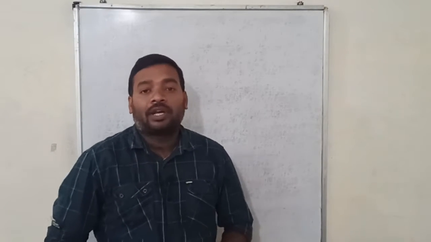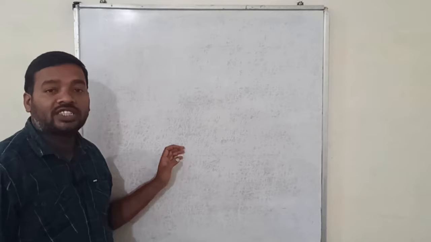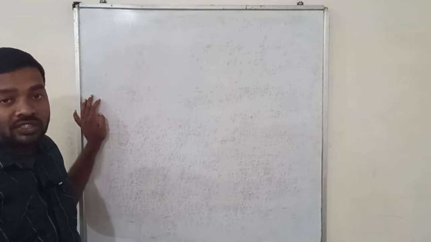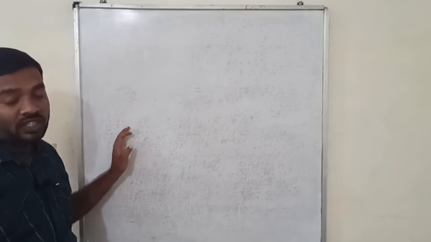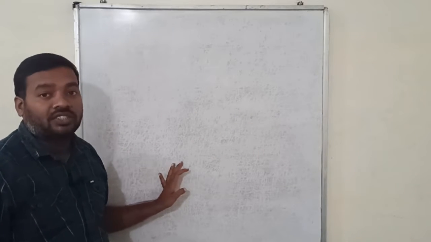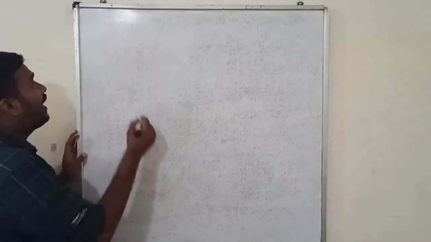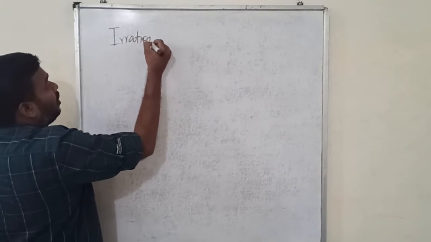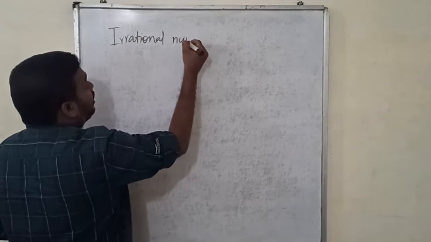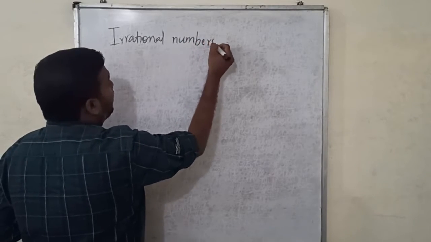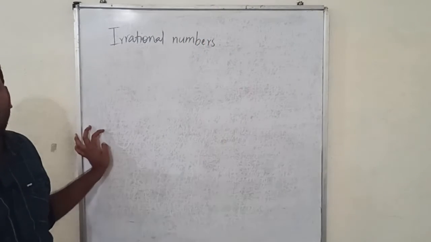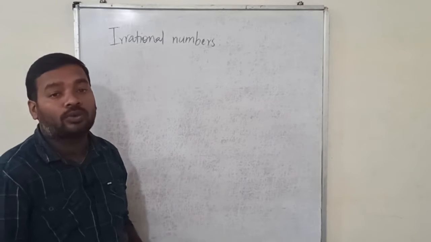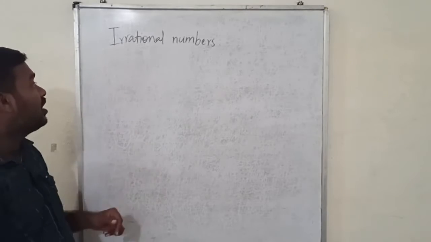Hello children, welcome to Maverick Masters Academy. Till now in mathematics we have learnt Euclid's division algorithm, rational numbers and their decimal expansions and prime factorization of the positive integers. Now we shall go for irrational numbers. Irrational numbers are the numbers which cannot be expressed in the form of p by q. The numbers which can't be expressed in the form of p by q are known as irrational numbers.